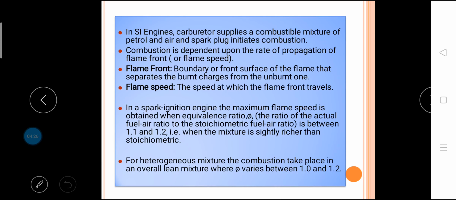In spark ignition engines, carburetor supplies a combustible mixture of petrol and air and spark plug initiates combustion. Combustion is dependent upon the rate of propagation of the flame front. In a spark ignition engine, the maximum flame speed is obtained when equivalence ratio is between 1.1 and 1.2, and for heterogeneous mixture, the combustion takes place in an overall lean mixture where equivalence ratio varies from 1.0 to 1.2. This is all about the basic introduction of combustion process.